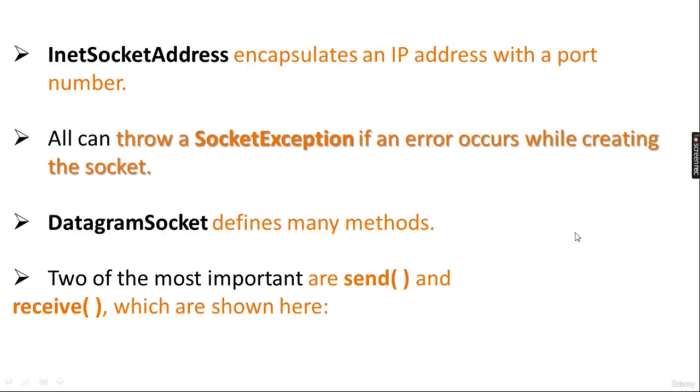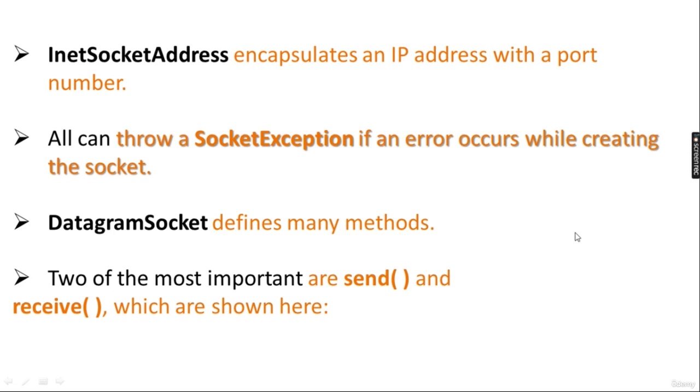INET socket address encapsulates an IP address with a port number. Okay. What is the INET socket address? It encapsulates, or binds together, an IP address with a port number. So it will mix together, match together, combine together an IP address and a port number. It can throw a socket exception if an error occurs while creating the particular socket as you have provided in a constructor.